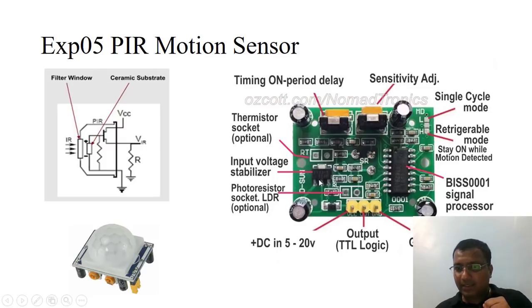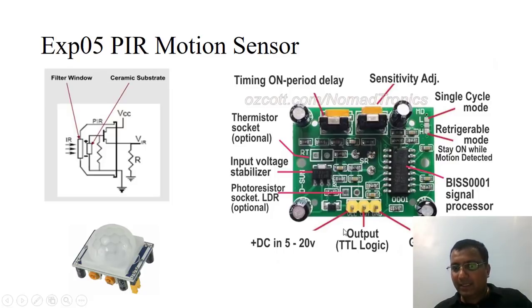Input stabilizer, voltage stabilizer is available here. Then, as we have seen, the BISS 0001 IC is the signal processor. It can be switched to either active high mode or active low mode, so we can have low and high input pulses here, or jumpers. Some modules have jumpers here, so we can change to either active high output mode or active low output mode.